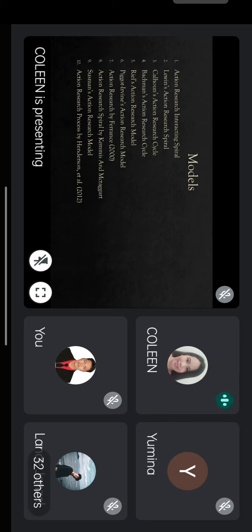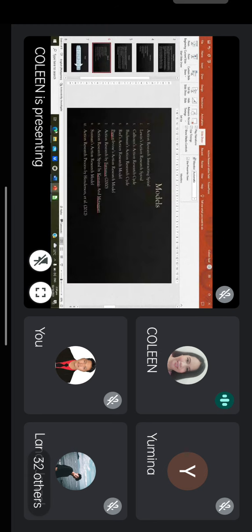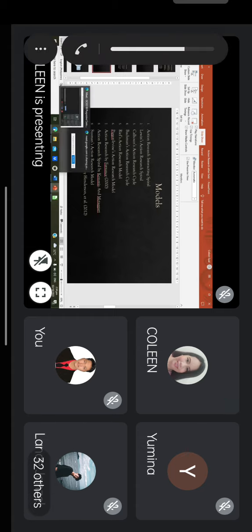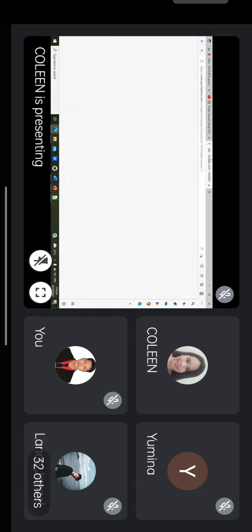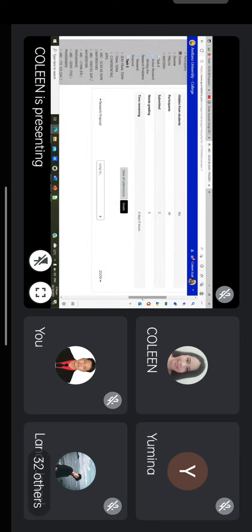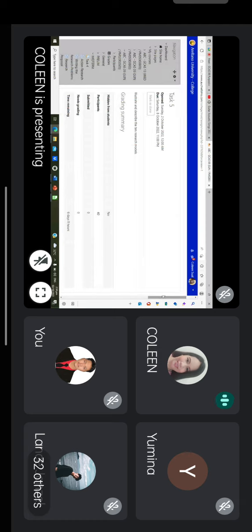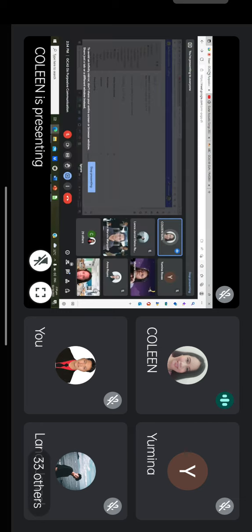You see now the different action research models. You notice that I did not write anything here because that will be your assignment. Your assignment is to, let me show your assignment. Okay, here. I know you can see it. You have 6 days and 9 hours to complete your assignment. Illustrate and describe the 10 research models. Please illustrate and describe research models. Okay, let's continue.